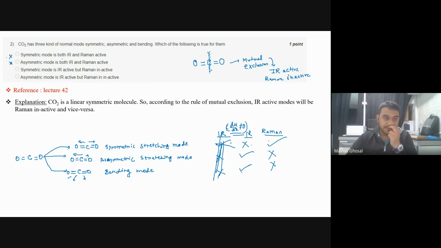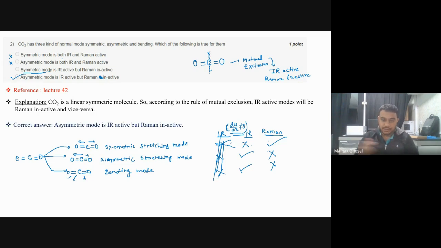Now you have to see the two options that are given. The symmetric mode is IR active but Raman inactive. Is this the true thing? No, because the symmetric mode is IR inactive. So the only possible answer is this one. The asymmetric mode is IR active, yes, but Raman inactive. This you can cancel. Understand?